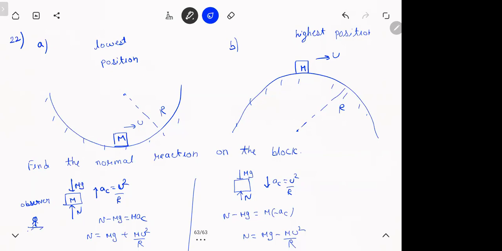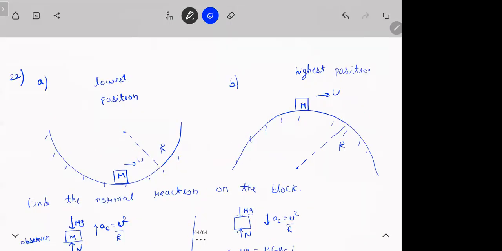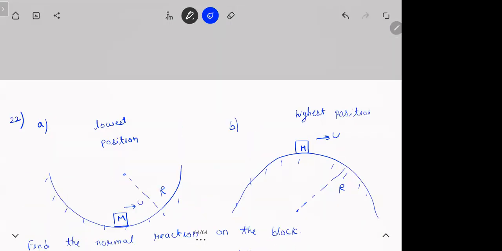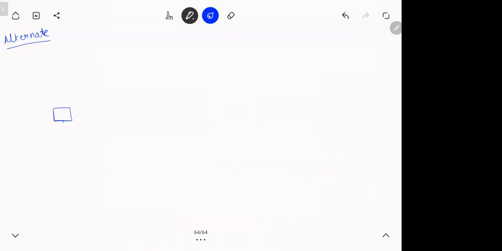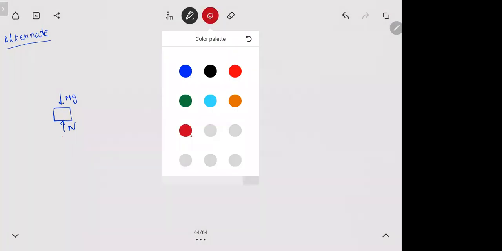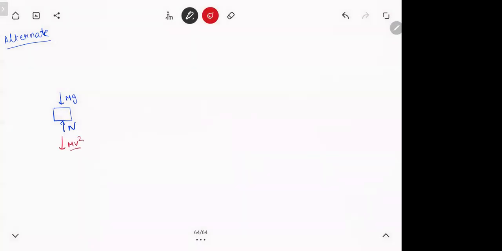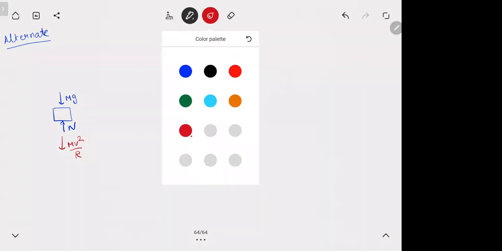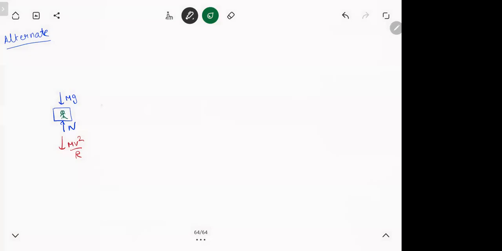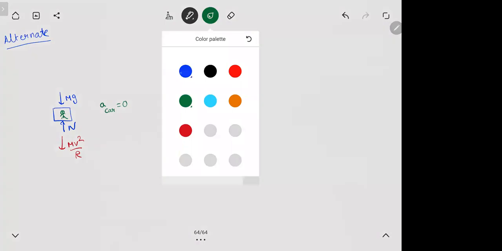Next page. So if I do this using centrifugal force, this is what I observe. N, mg, the centrifugal force is away from the center. So in this case, my observer is sitting inside the vehicle. And if you ask him what is the acceleration of the vehicle, he will say acceleration of the car or the block is 0. He said, I'm sitting inside, it doesn't move only.